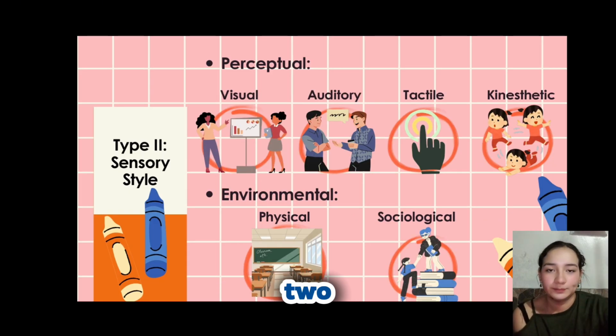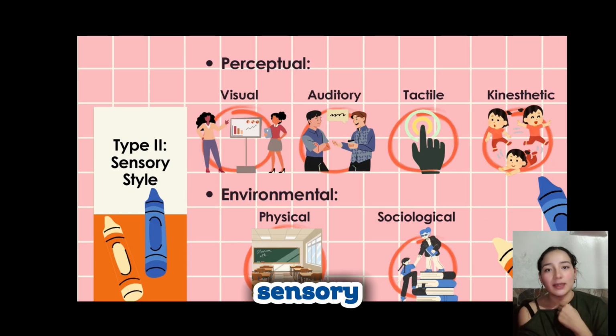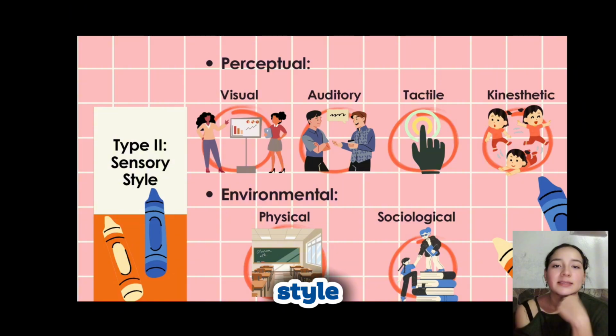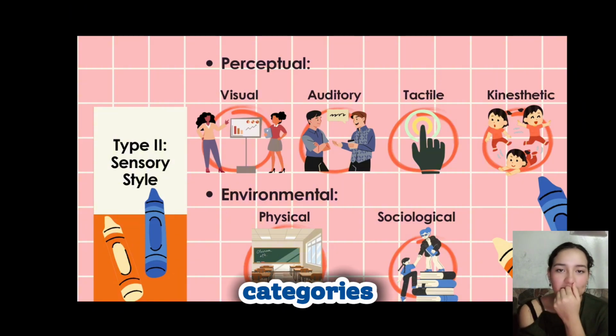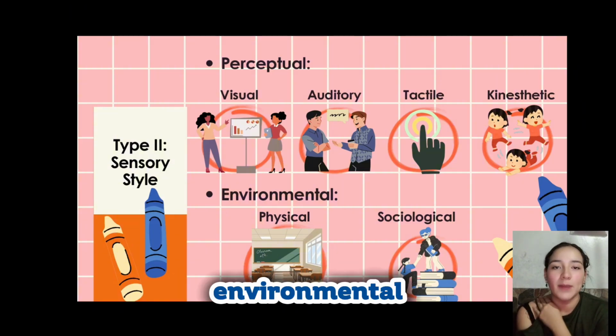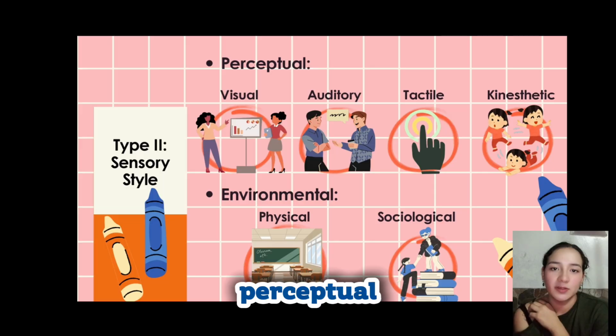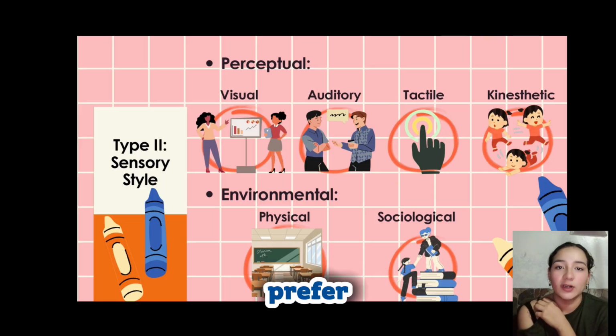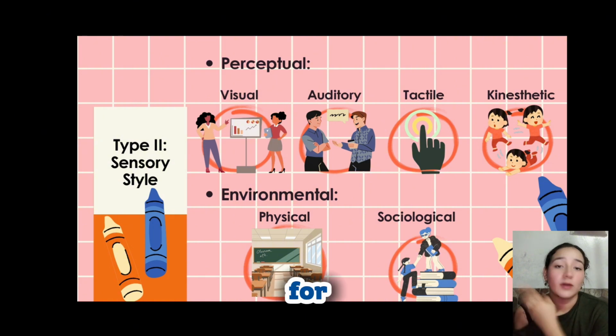Type 2, sensory learning style. Divided into two categories, perceptual and environmental. Perceptual, visual. Prefer to learn with visual aids such as diagrams and images. For example, when we learn a topic with visual aids like images, we are more likely to remember it.